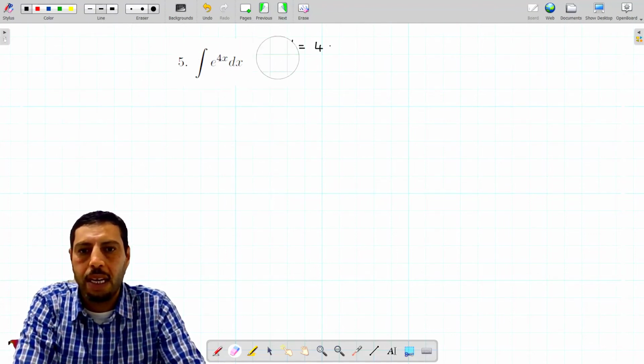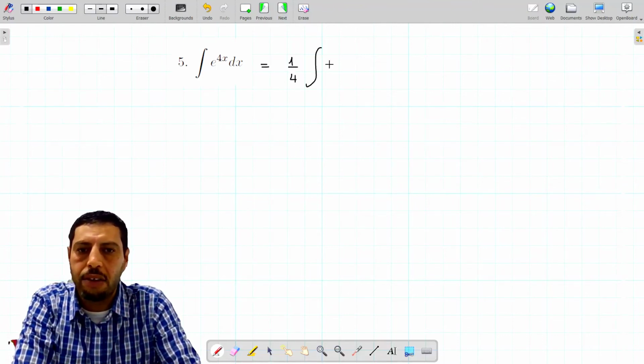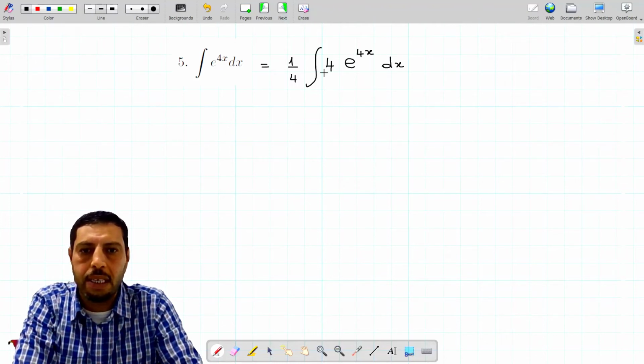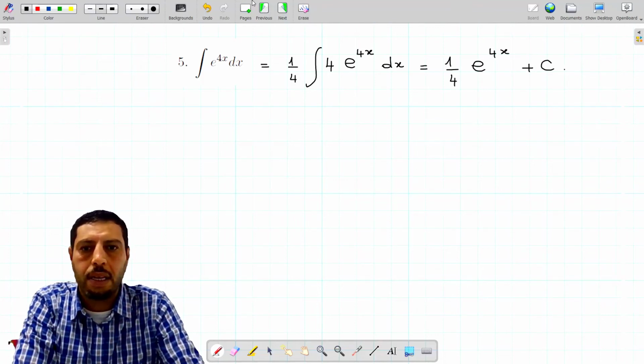So let's rewrite this integral again as 1 over 4 the integral of 4 exponential 4x dx. And here you can see u prime exponential u. So it gives 1 over 4 exponential 4x plus c. Next one.